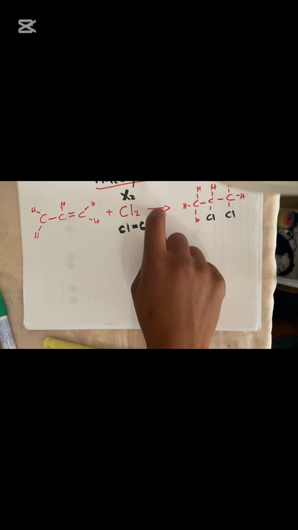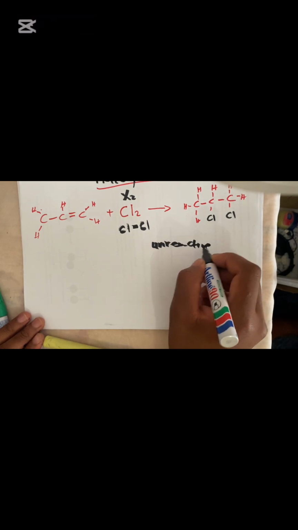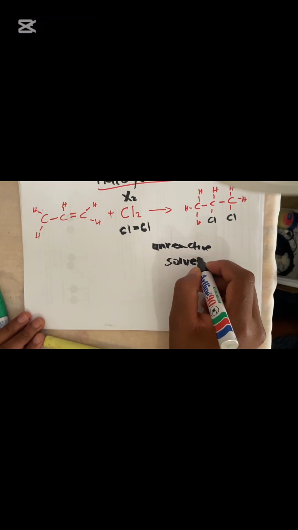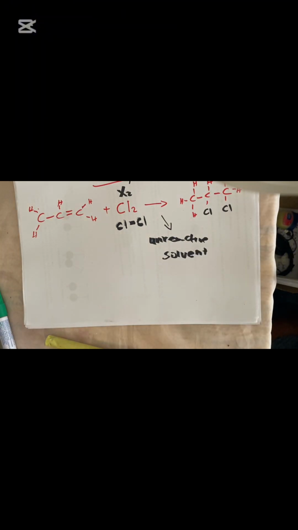Before I conclude this one, let's talk about the reaction conditions. For halogenation, you can say any unreactive solvent can be the reaction condition here. Generally, let me summarize about addition reactions.